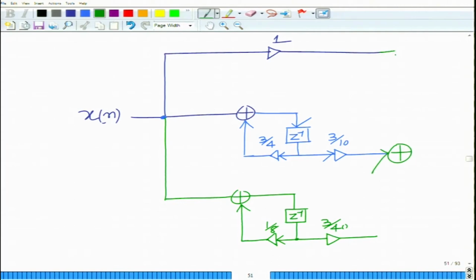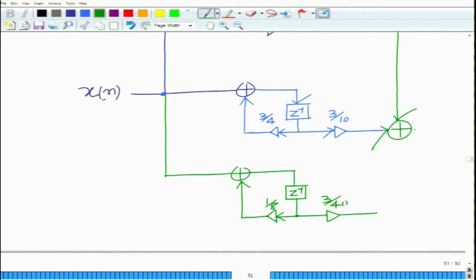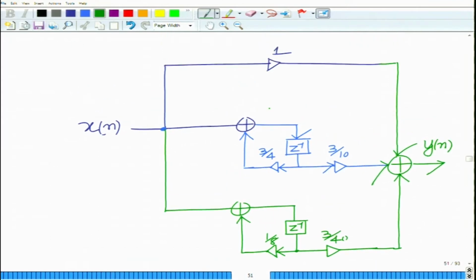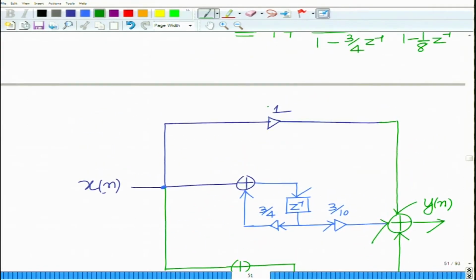And all these branches are added, and then you get the output y[n]. So you have x[n], the top branch is 1, then you have z inverse, the gain 3 by 4, 3 by 10, plus the bottom branch which is 1 by 8, and the gain is 3 by 40, and all these are added, and this is your parallel form.